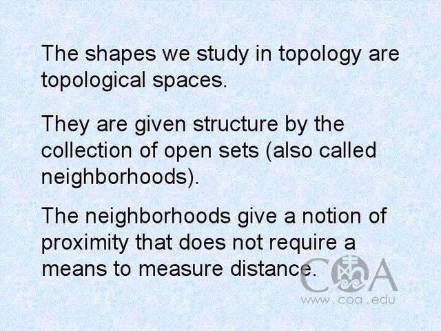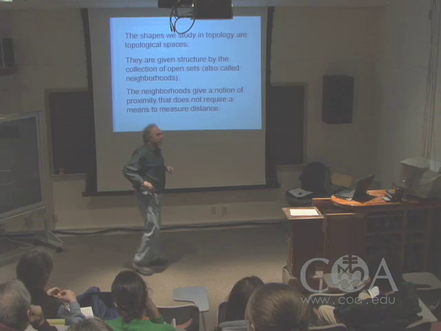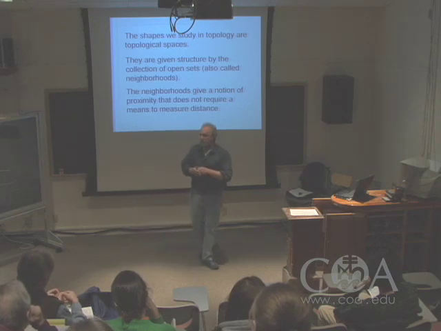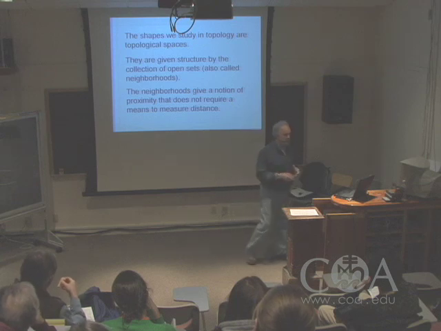The neighborhoods, this is an important idea, give a notion of proximity that does not require a means to measure distance. So we talk about things being close together because they're in neighborhoods together, rather than because they're a short distance apart. We don't have distance, we just have neighborhood, and that's the structure that we work with.